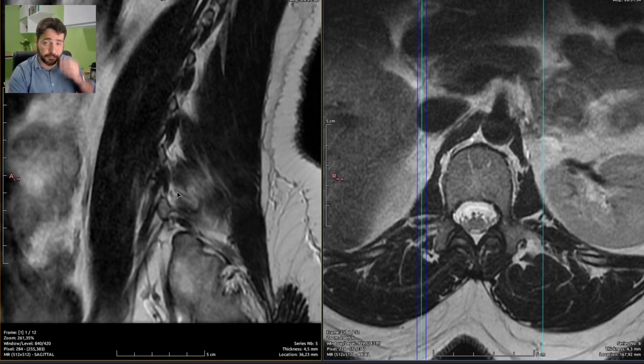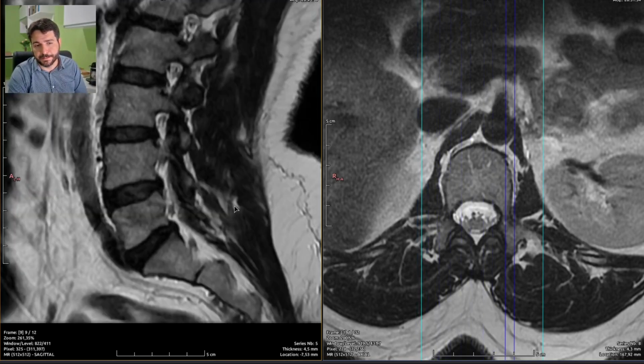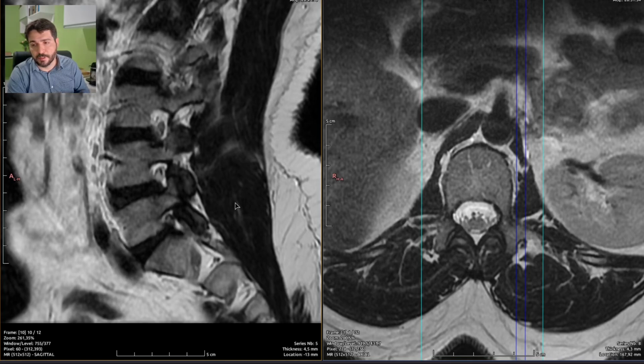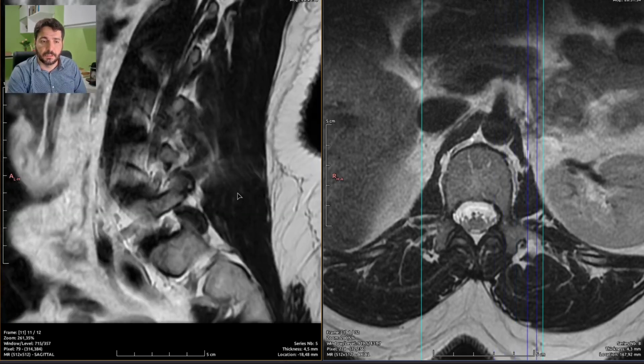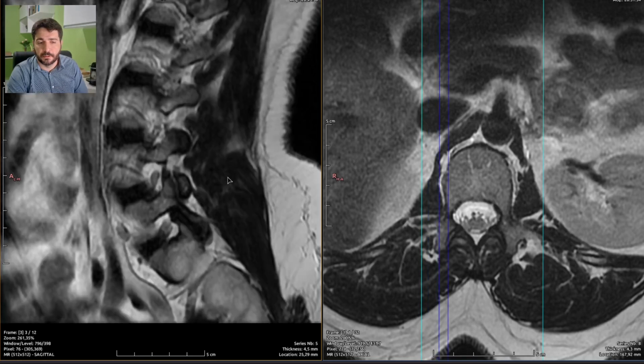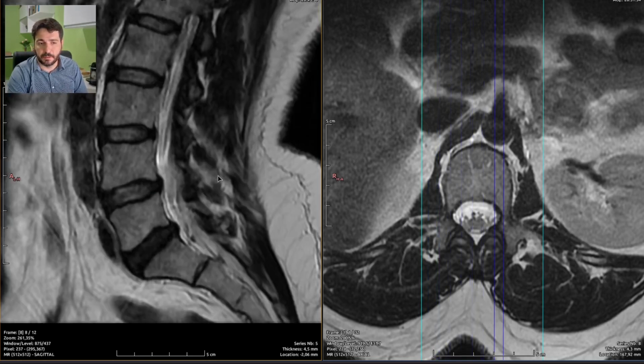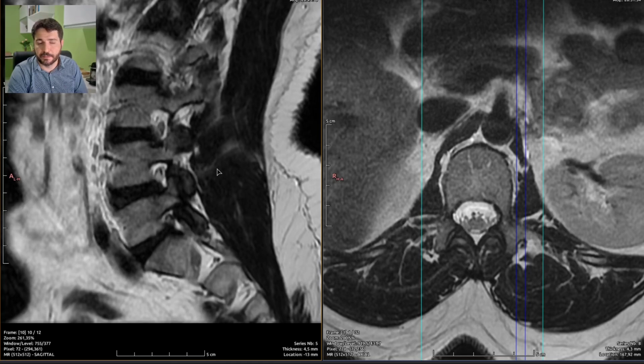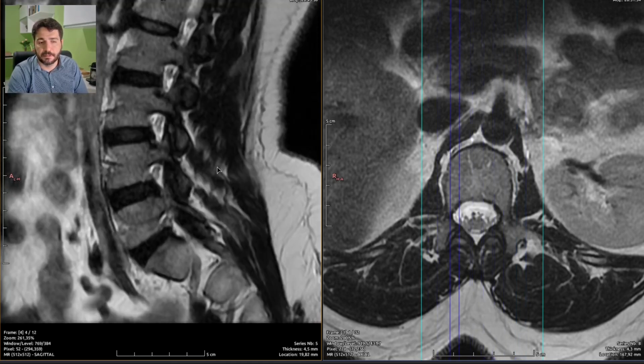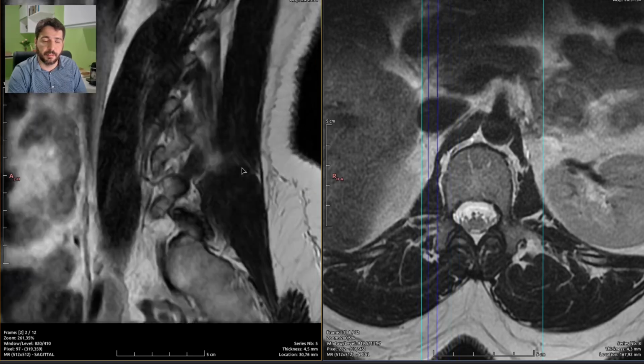So unfortunately this exam was scanned from right to left. It is usually scanned from left to right, but it's more of an agreement than an obligation. So sometimes the technician scans from right to left and not from left to right. It's okay, we have the axial plane to compare.